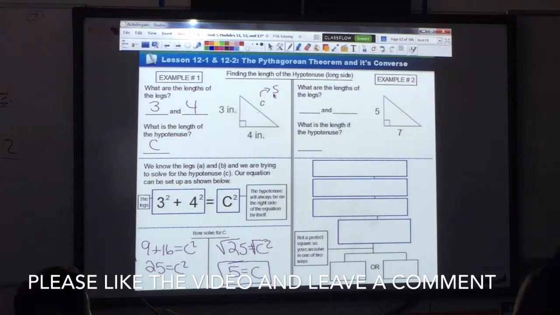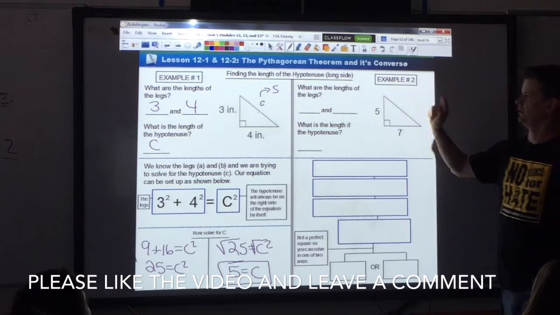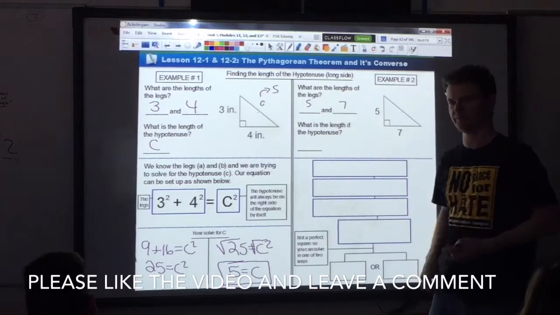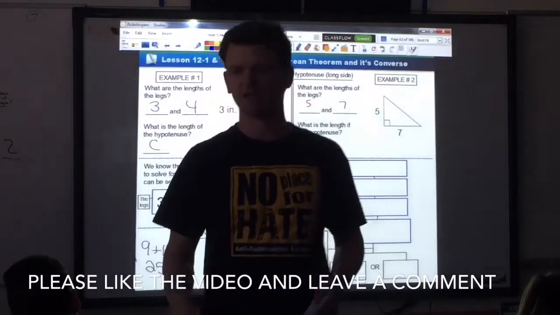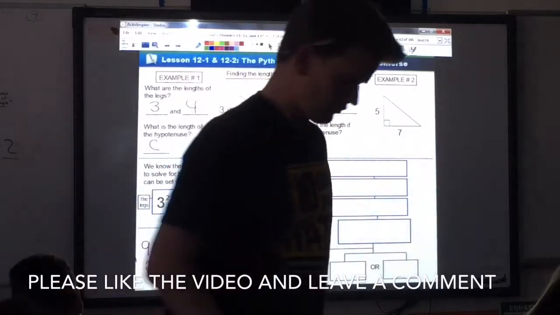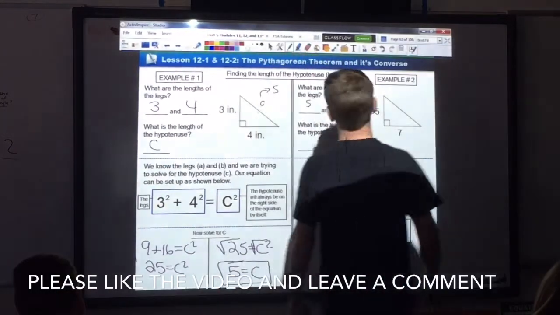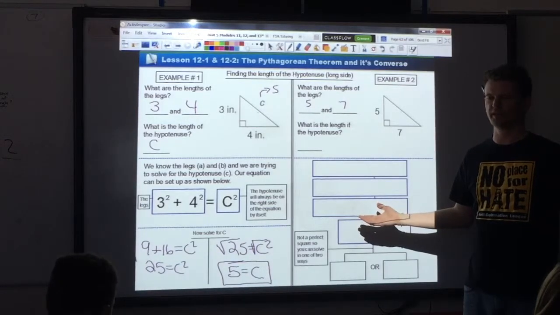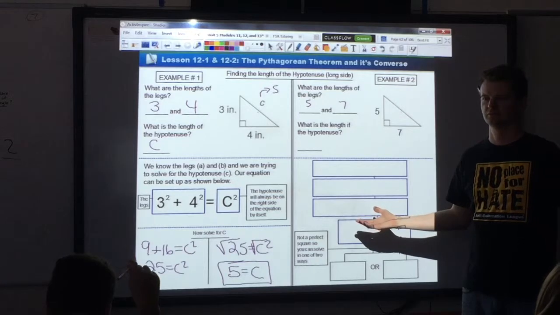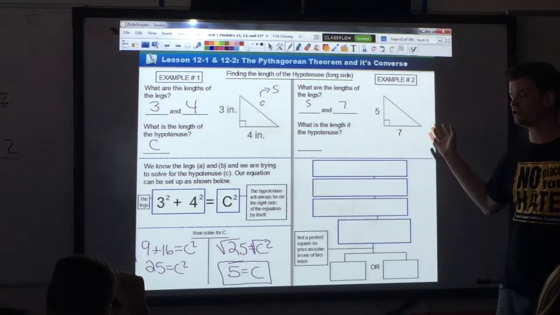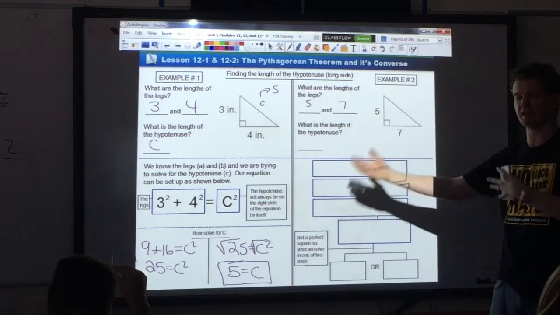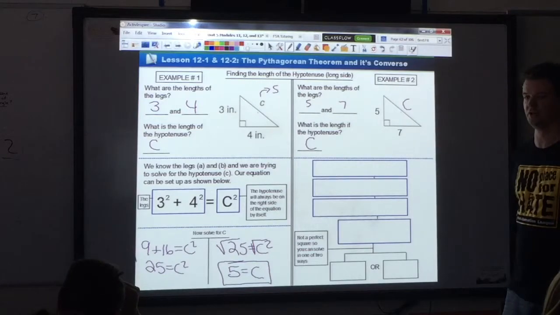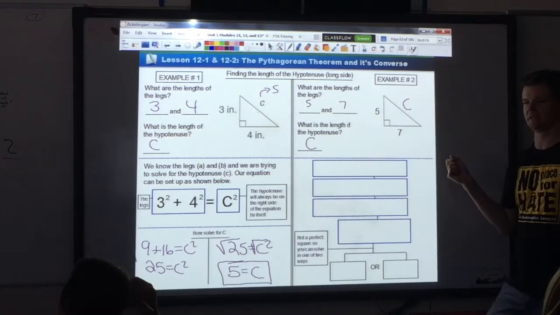Moving over here. Let's try another one. Let's go around the room here. Ali, what are the lengths of the legs here? 5 and 7. Okay, 5 and 7. What is the hypotenuse? Do we know what it is? No. So what letter represents the hypotenuse? Well, C. Could use X technically. We like to use C because that's how the formula is written. So we're just going to write C. We're trying to find the length of the hypotenuse, and then you can write the equation out just like this.